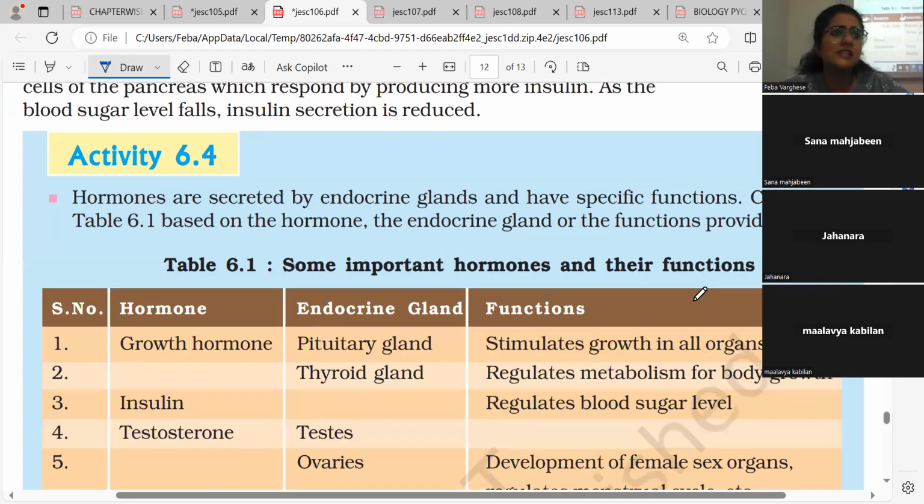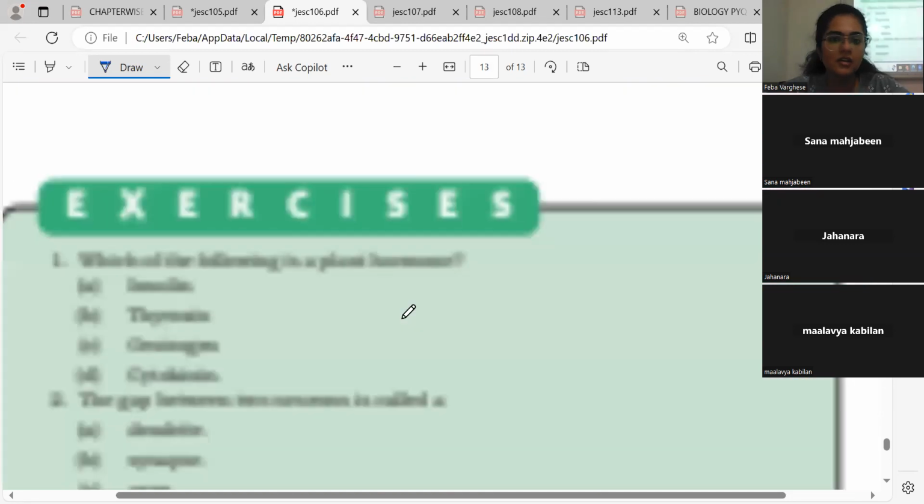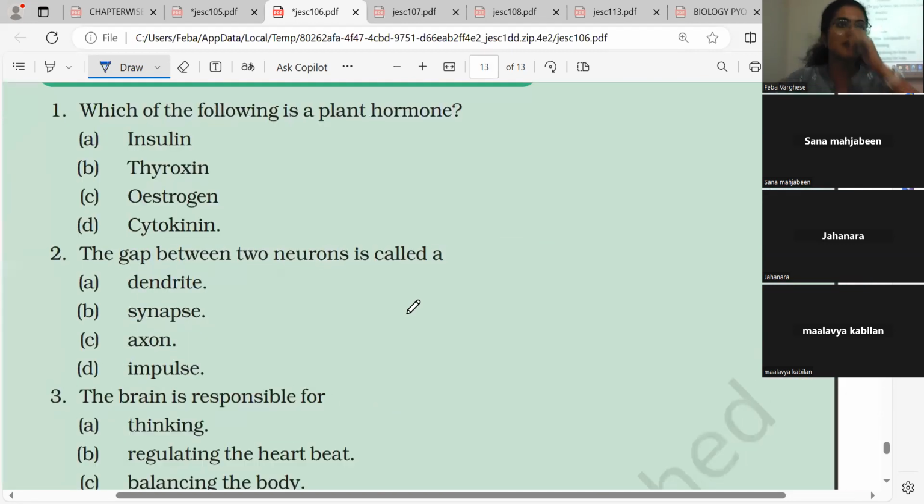Okay, now if insulin is lesser in your body, it leads to a condition called diabetes. And you have to take insulin injections in order to satisfy the insulin requirements in your body. You can fill the table, and that's it. Okay, is it clear, guys? Shall we move on to the questions?